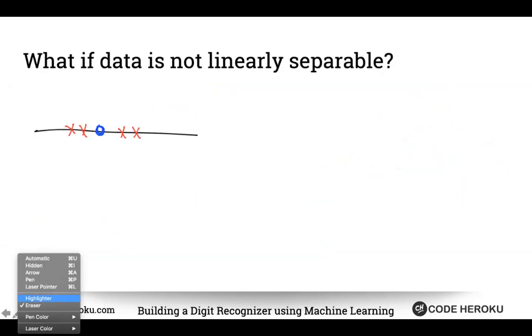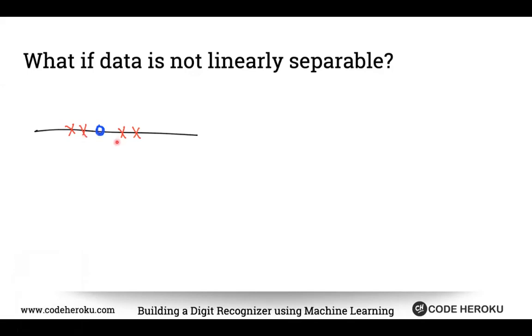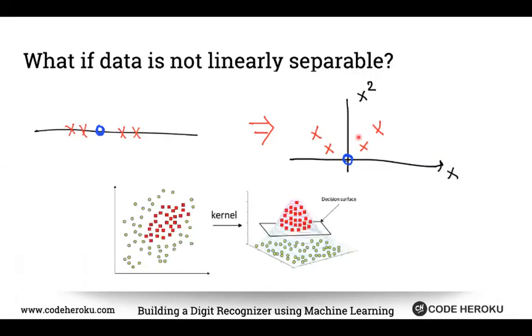In that case, what you could do is pass this through a kernel, and this kernel will transform this 1-dimensional space to a 2-dimensional space. In this case, the kernel was f of x equals x square. So it was just a transformation from x to x square. And if you consider x and x square both, you would see that now it becomes linearly separable.